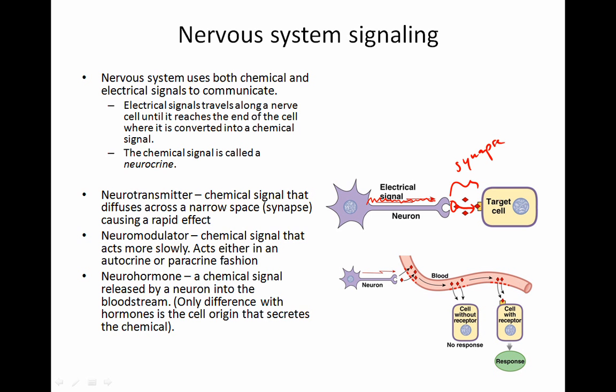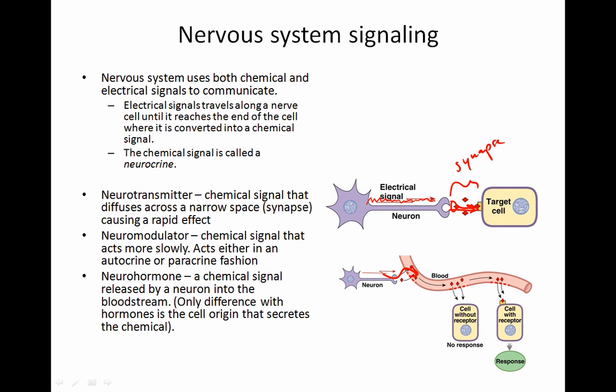This chemical signal is referred to as a neurocrine. And actually, that's the catch-all phrase. It could be a neurotransmitter, a neuromodulator, or a neurohormone. Now, generally speaking, I'm going to start with the neurohormone. A neurohormone does not act directly on a cell across a synapse. A neurohormone basically goes into the bloodstream, much like a hormone. The difference between a neurohormone and a hormone is the origin: nervous system versus endocrine system. All in the structure.